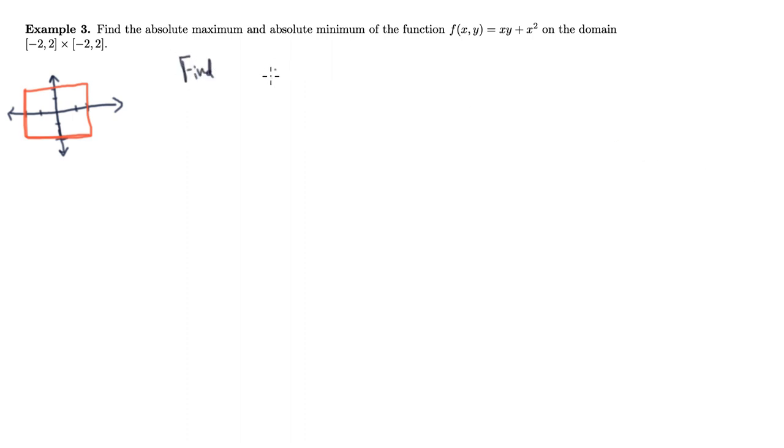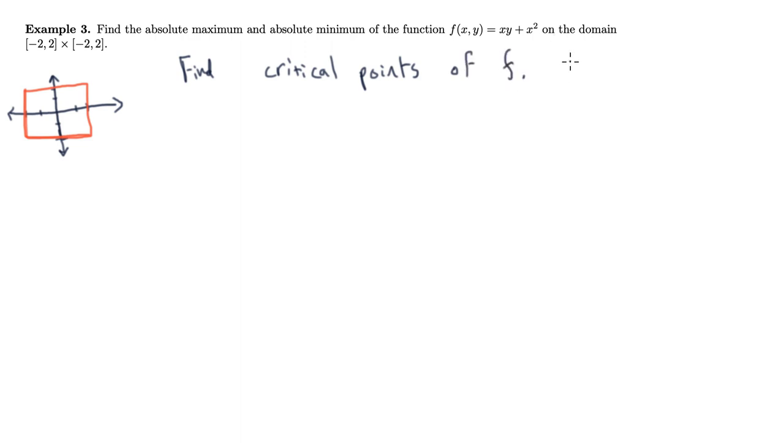Find critical points. And remember, all we're really doing here is finding a list of points that potentially could be where the absolute max and absolute min occur, and then evaluate at all those points, pick the largest, and pick the smallest. Okay, so first we're going to find the critical points of f.